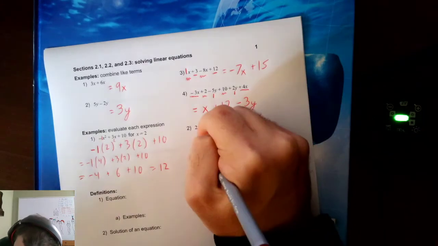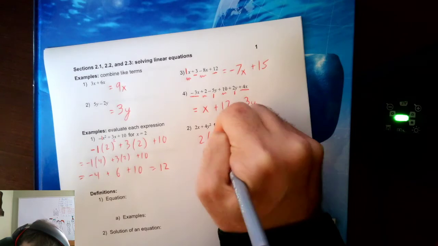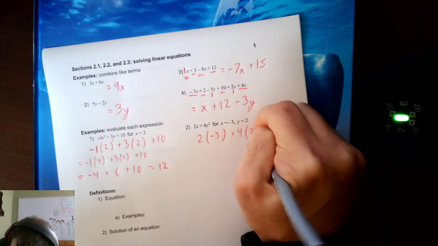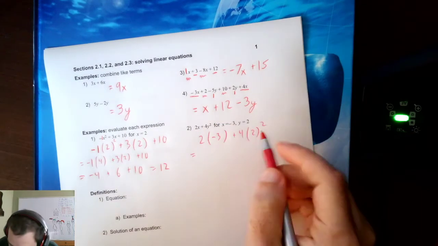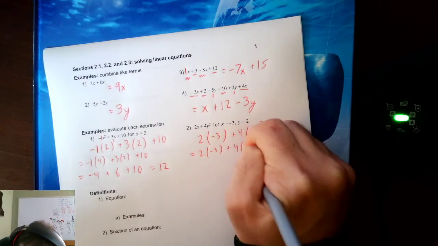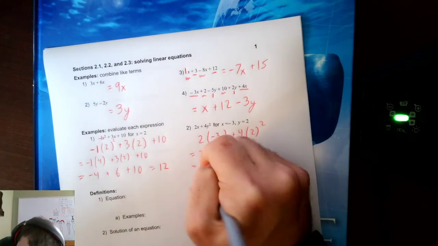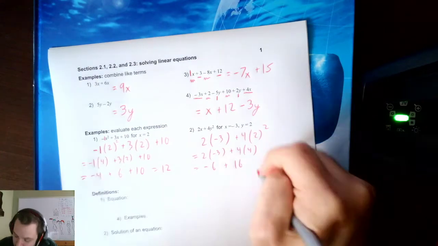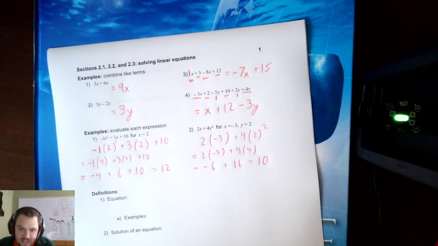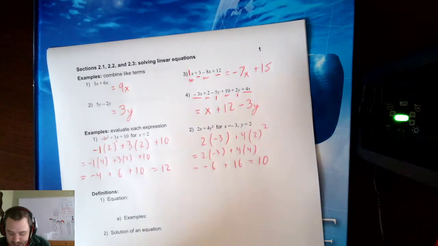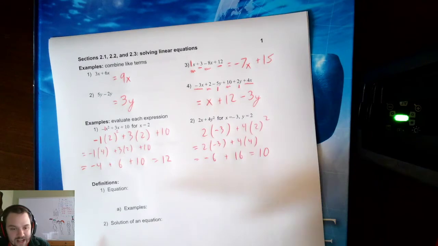In our second example, the first thing we're going to want to do is plug in x as negative 3 plus 4, y is 2. Once again, we start with the exponents. Negative 3 plus 4 times 4. 2 times negative 3 is negative 6, and 4 times 4 is 16. And then when we add, we get 10. So that's plugging in, right? And the reason we want to do this is because we want to work towards equations.